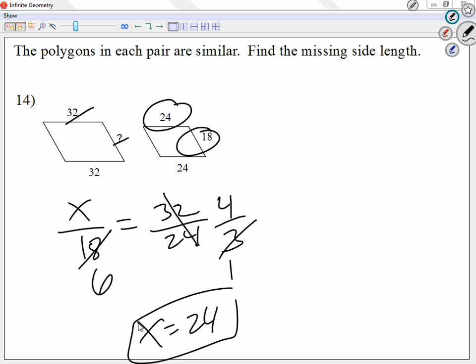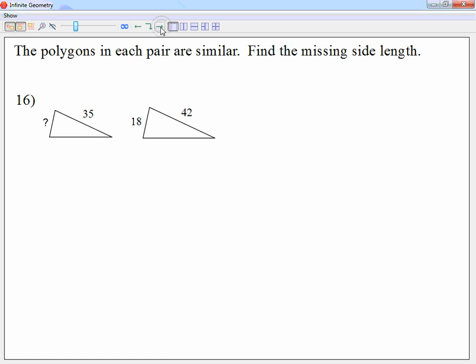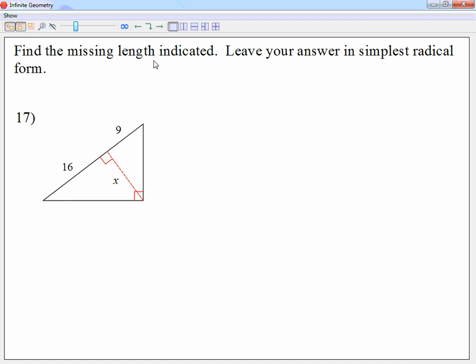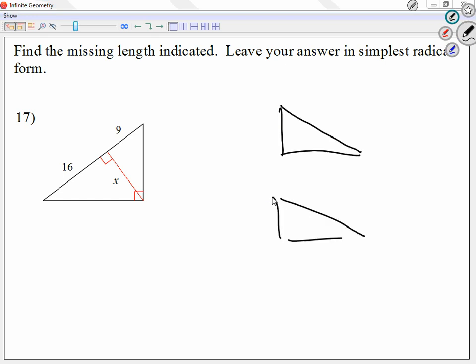I think we're good on this section. Let me take a look at number 17. Find the missing length indicated. Leave your answer in simplest radical form. What we're going to do on this one, I remember when we covered this, I told you guys there are 3 right triangles. So if we write those 3 right triangles like this, I'm only going to use 2, but I don't know which 2 yet.